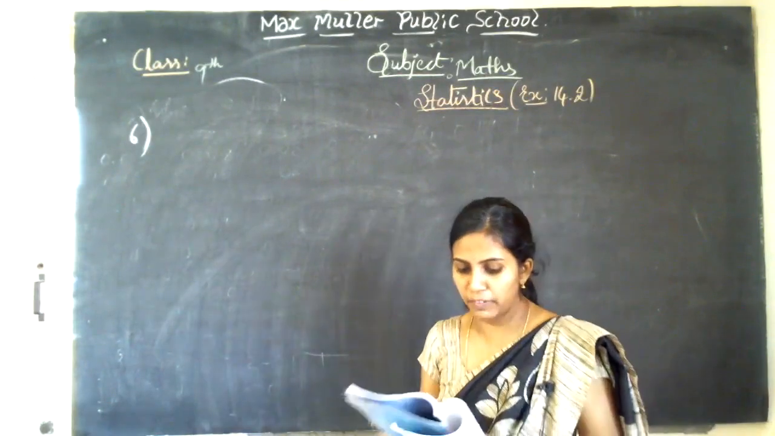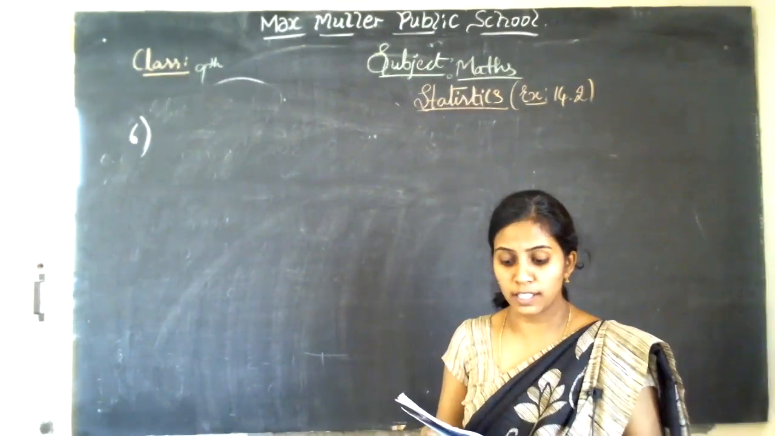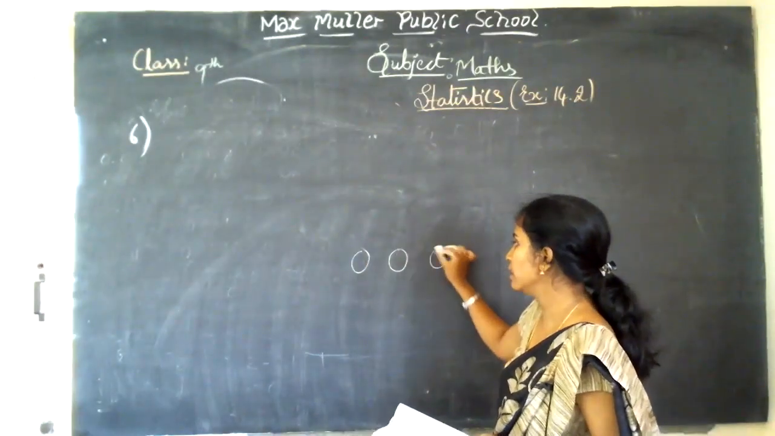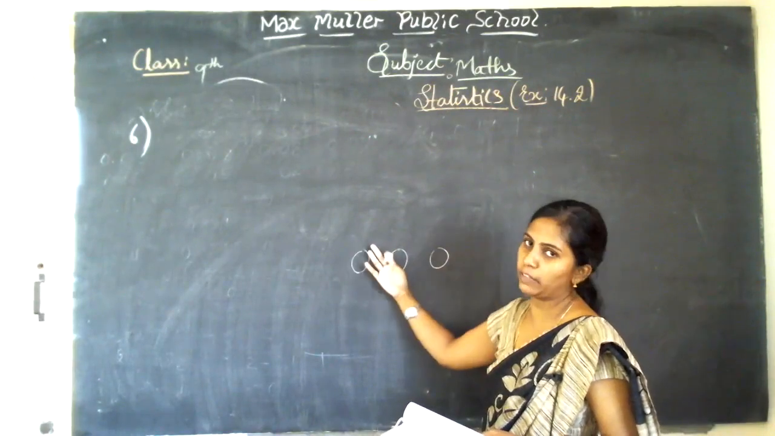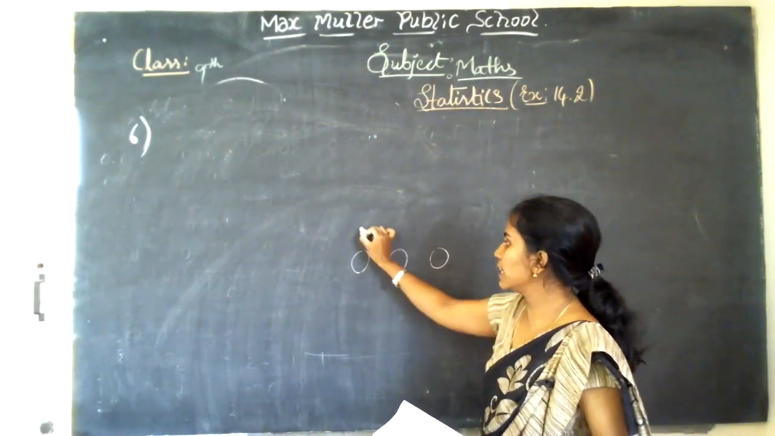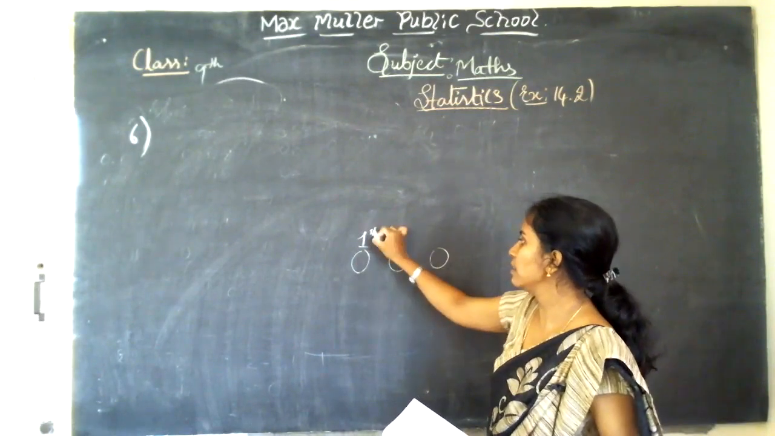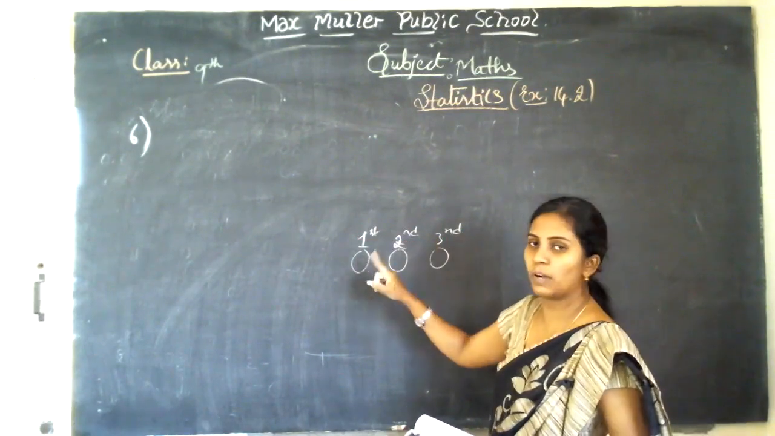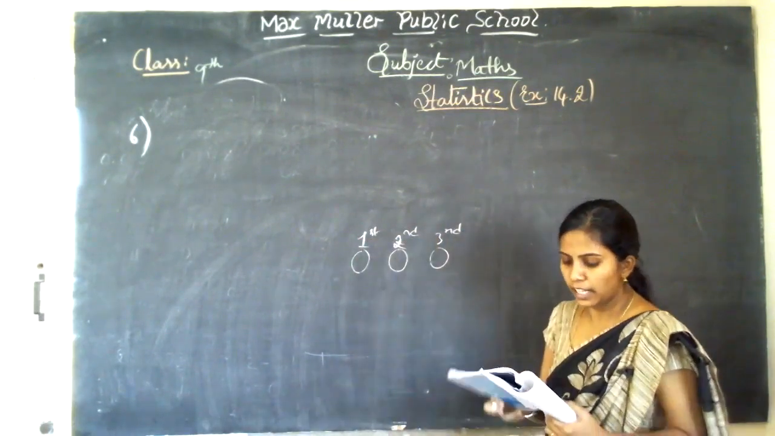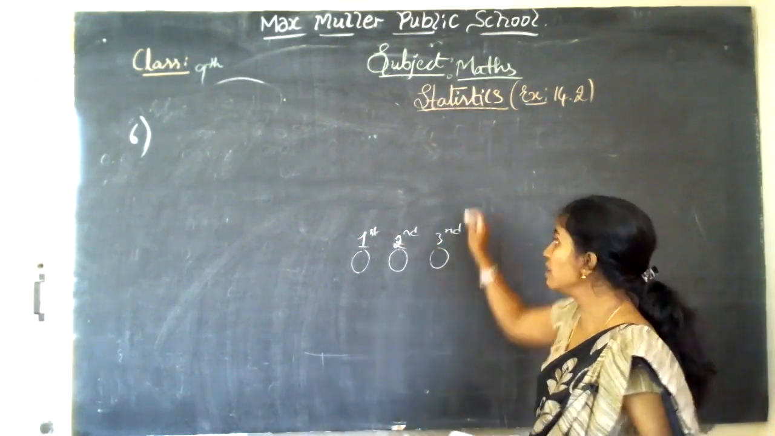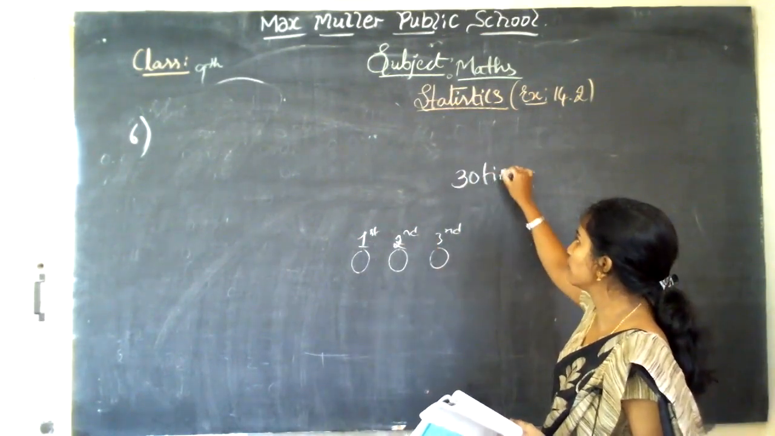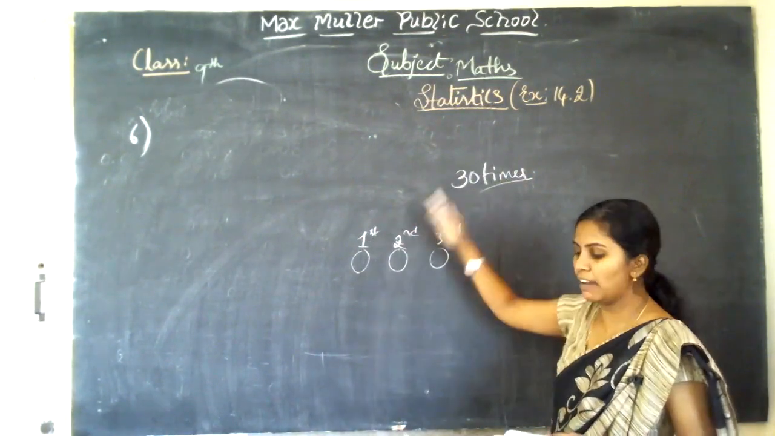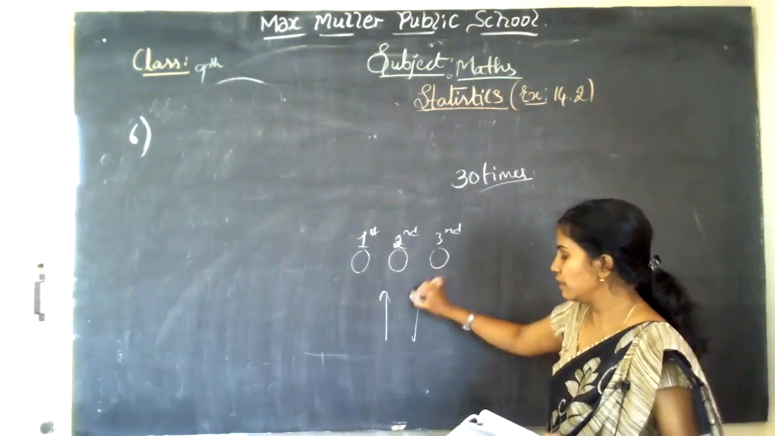Move to the sixth one. They have given: 3 coins were tossed 30 times simultaneously. So they have taken 3 coins, first coin, second coin, third coin. You know, one side will be head and the other side will be tail, isn't it? The 3 coins were tossed 30 times simultaneously, at a time.